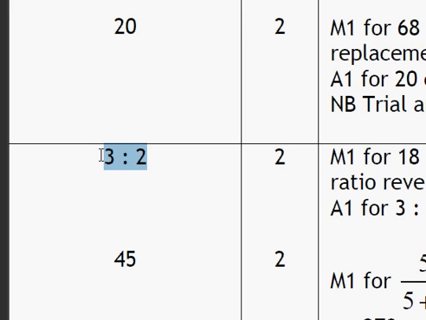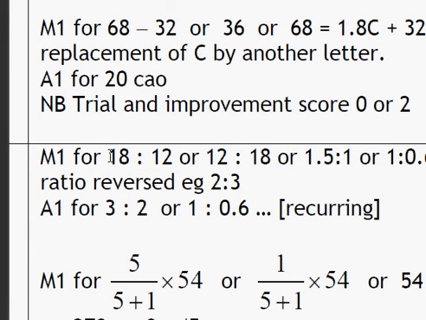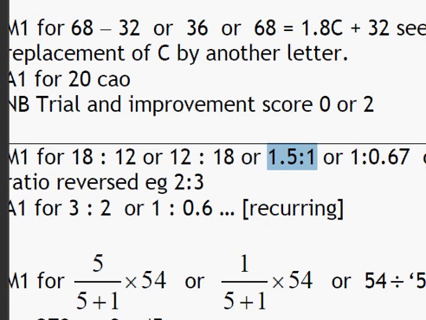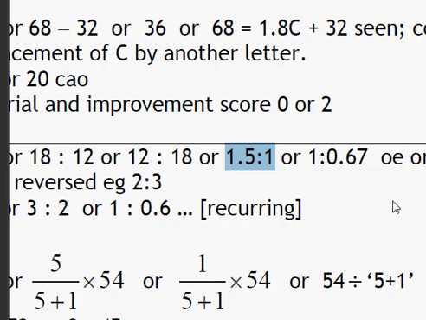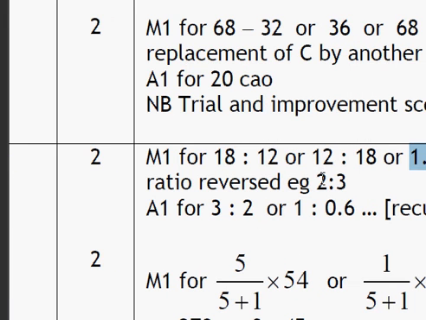So if you got 3 to 2, then give yourself 2 marks. Give yourself 1 mark for the ratio 18 to 12, or 12 to 18, or 1.5 to 1. See, 1.5 to 1, it's not a whole number, 1.5. That's why we didn't simplify further. It's not actually simplifying. We keep them as whole numbers.